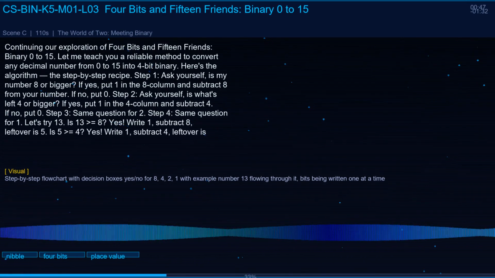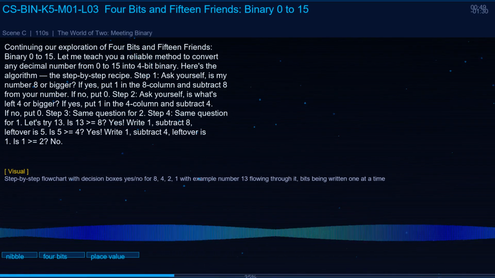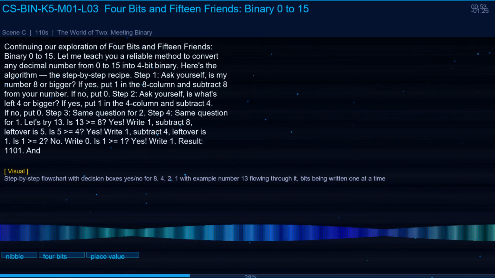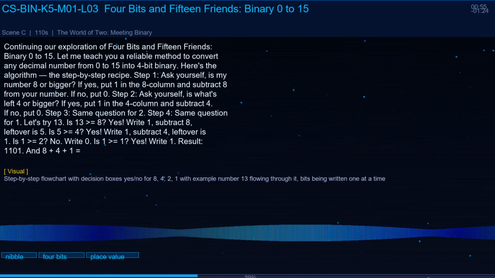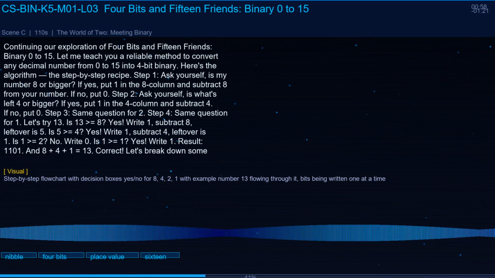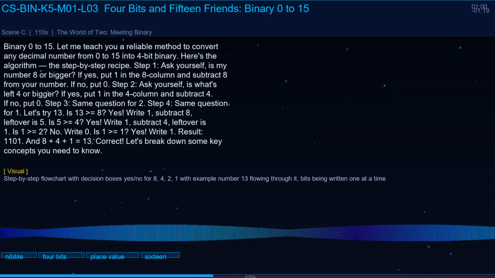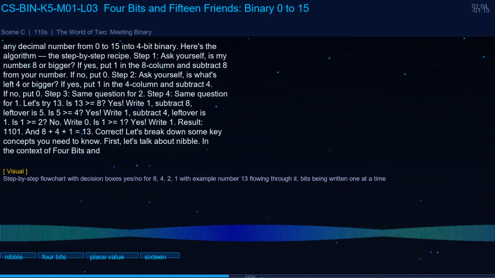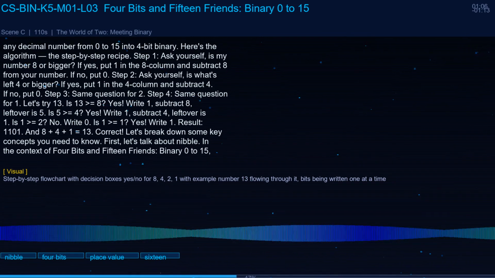Let's try 13. Is 13 greater than or equal to 8? Yes. Write 1, subtract 8, left over is 5. Is 5 greater than or equal to 4? Yes. Write 1, subtract 4, left over is 1. Is 1 greater than or equal to 2? No. Write 0.